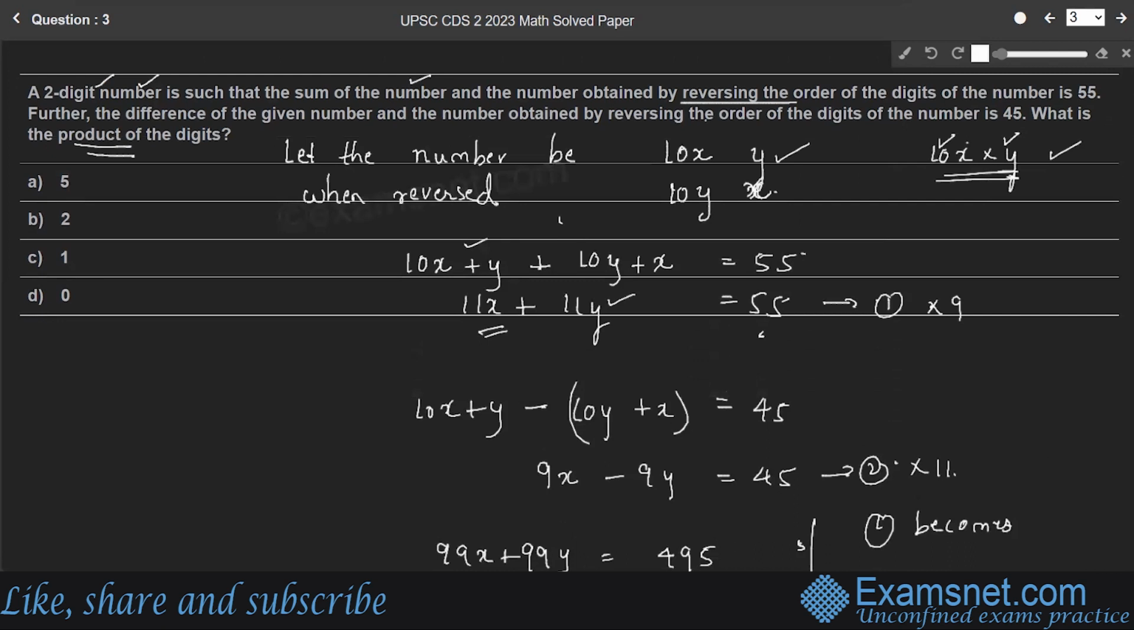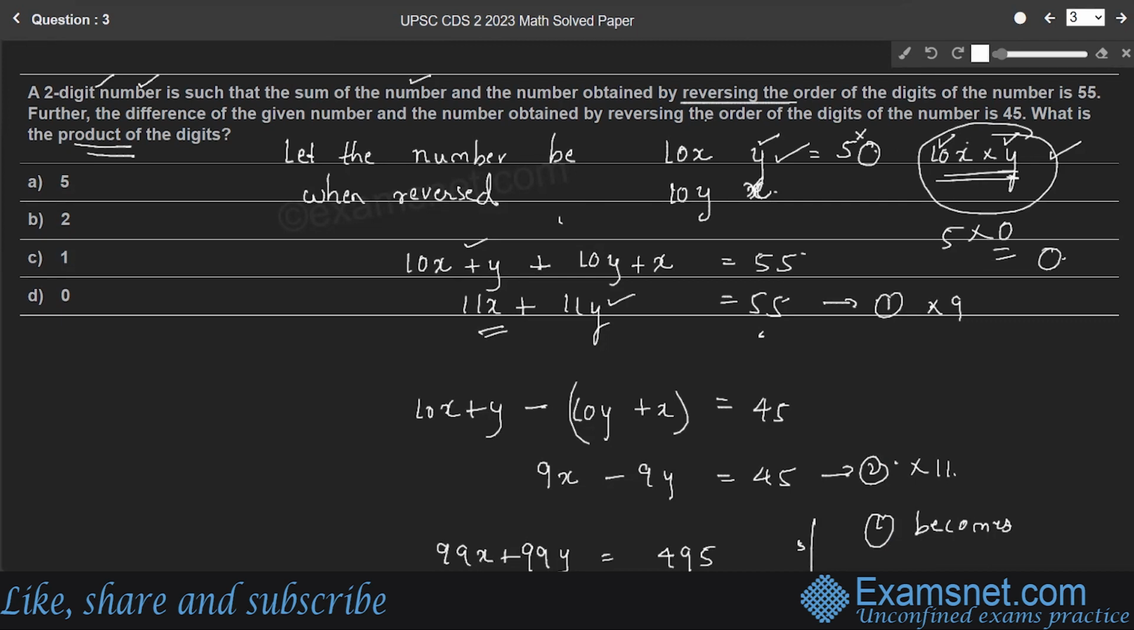Therefore, the number becomes 10x plus y, so the product of the digits. 10x becomes 10 into 5, which is 50, and the y value is 0. Therefore, the number is 50. Hence, the product of the digits, x is 5 and y is 0, 5 into 0 is 0.